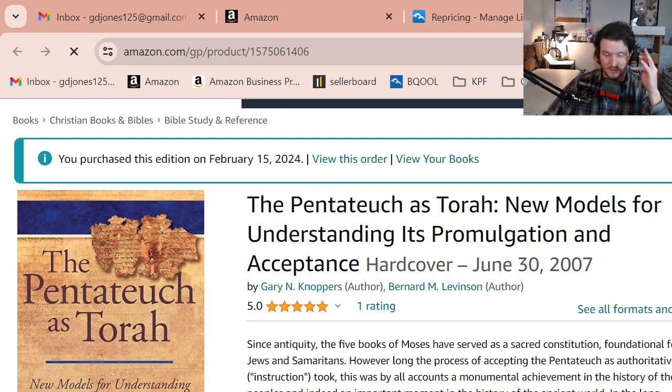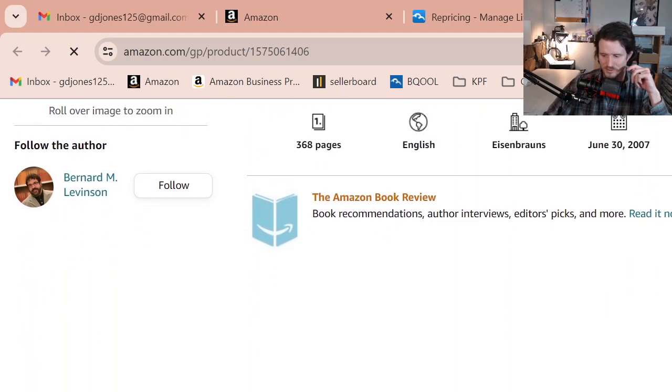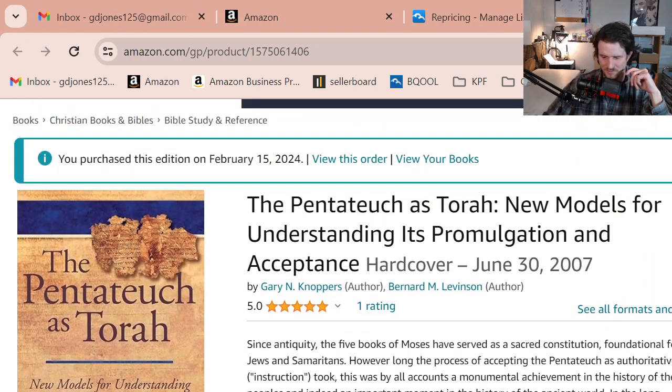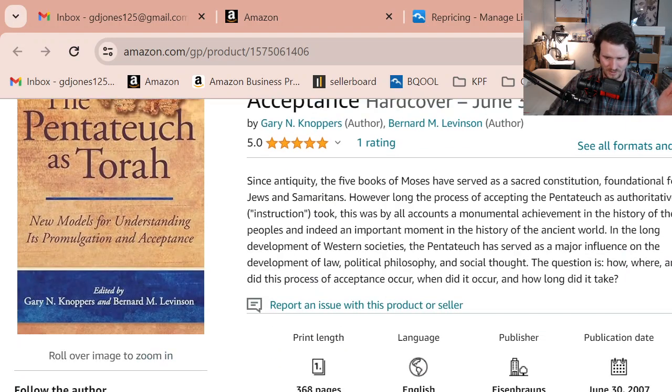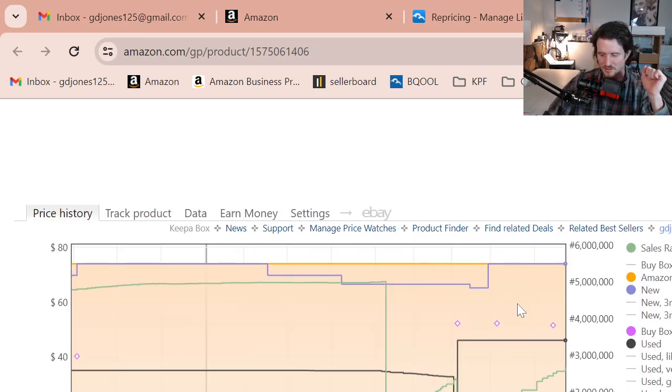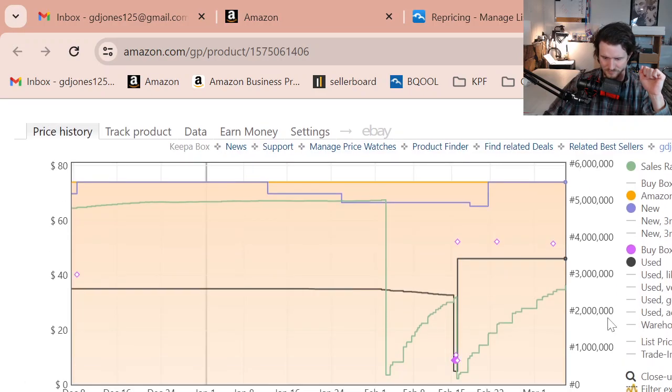Pentateuch. I don't even know how to say that. Probably shouldn't have tried. So look, the buy box used is at 47. We bought it for $8.85. So right away we can look at it. We'll make $23 right there. So yeah, sold by, and if it doesn't have shipped by Amazon, then that means they're an FBM seller. So an FBM seller has the buy box at 47.